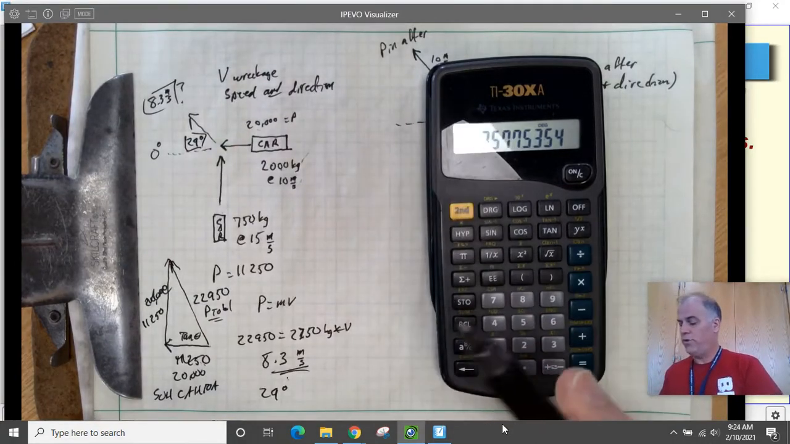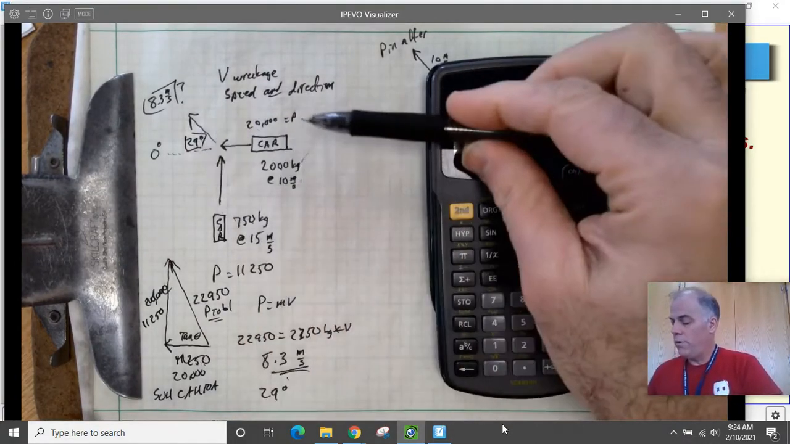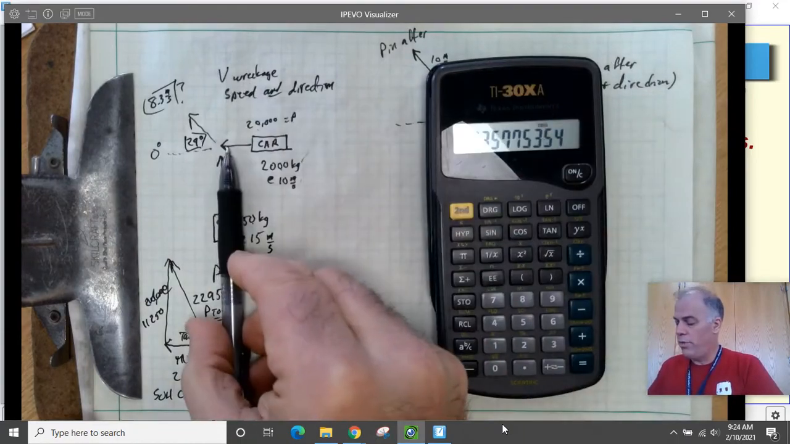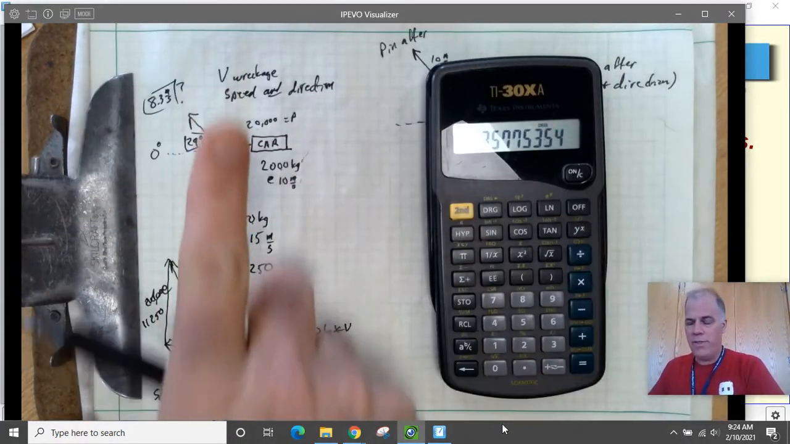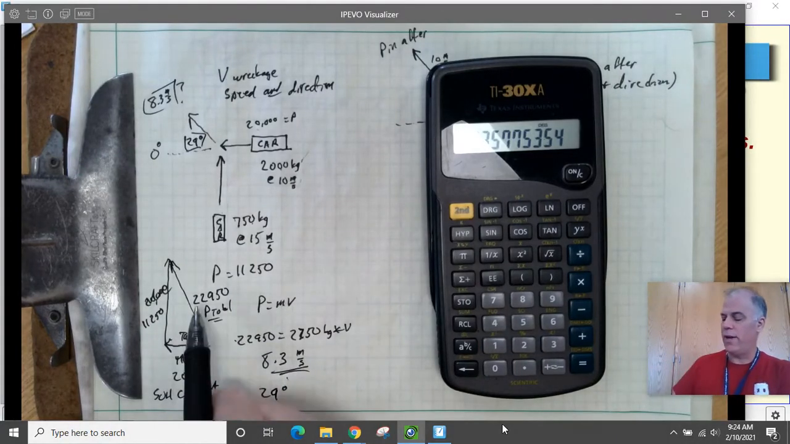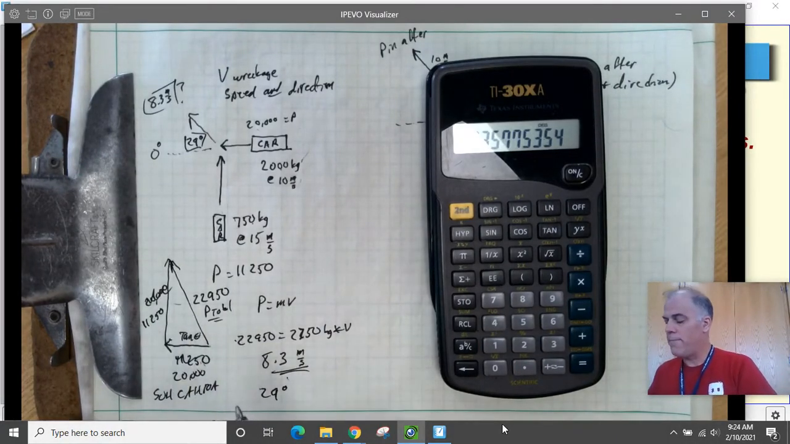Now this kind of makes sense. This car is carrying more momentum than this one, so it makes sense that it would be more that direction than this direction, and that kind of makes sense. Obviously, I distorted that in this drawing, but that's all right.